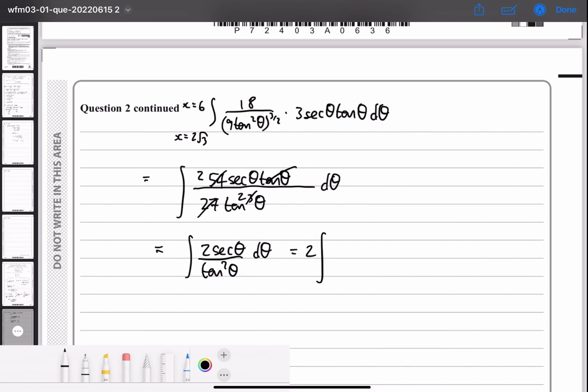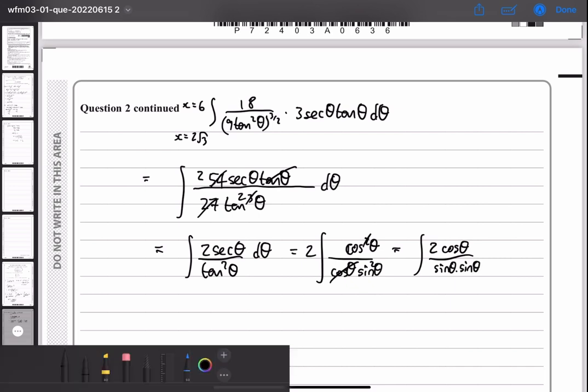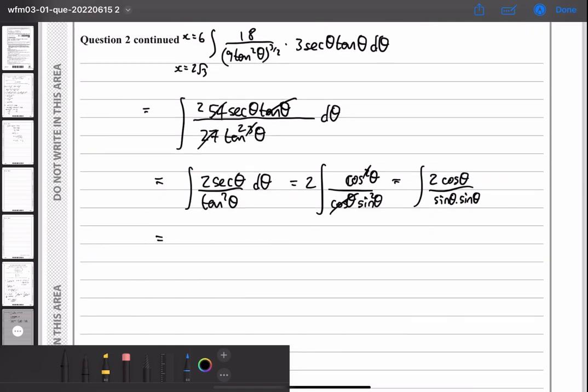So we've got the 2, and then we've got sec, which is 1 over cosine, and tan squared on the bottom, so that's sine squared theta there, and a cos squared theta there. That tells me that one of these will cancel, which is the integral of 2 cos theta over sine theta times sine theta. I've written it like that just to emphasize that I'm going to do a cos divided by a sine to get a cot, and then I still have a 1 divided by sine, which is a cosec. So that gives me the integral of 2 cot theta cosec theta.